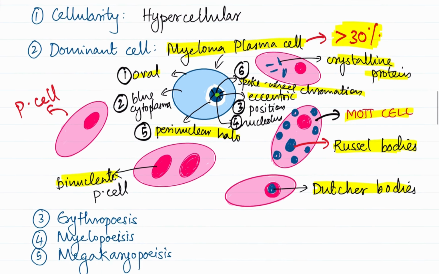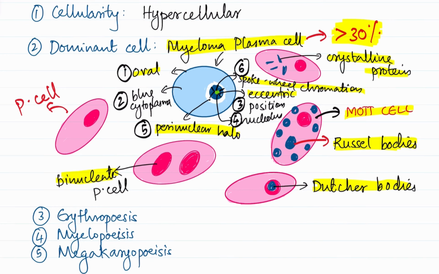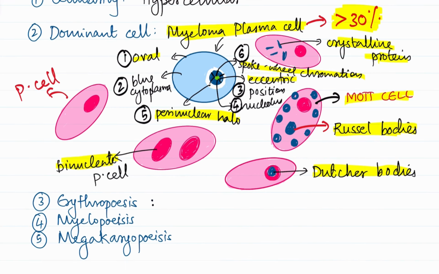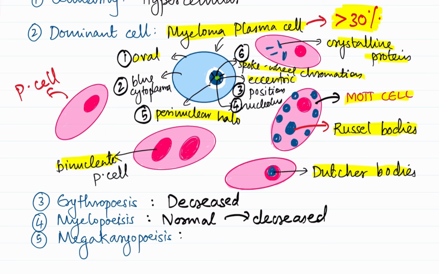Now moving on to the erythropoiesis. As we know, because of marrow infiltration, the erythropoiesis will be decreased. Myelopoiesis, initially it will be normal, but as the marrow infiltration worsens, it will start to decrease. The same is the case with megakaryopoiesis. Initially it will be normal, and with further progression of disease and marrow infiltration, it will get decreased.